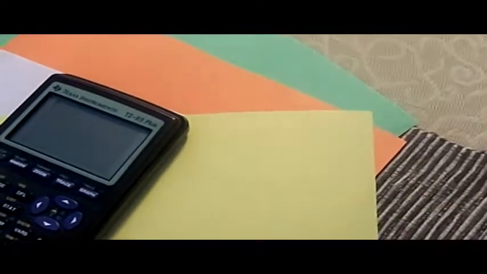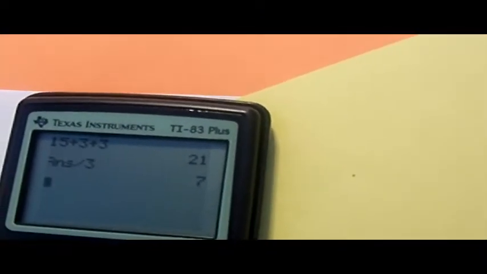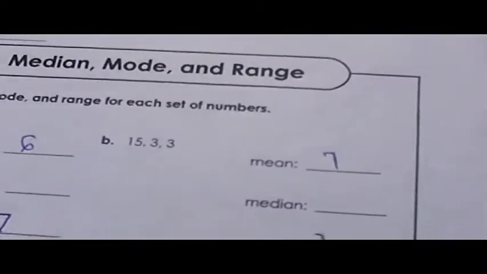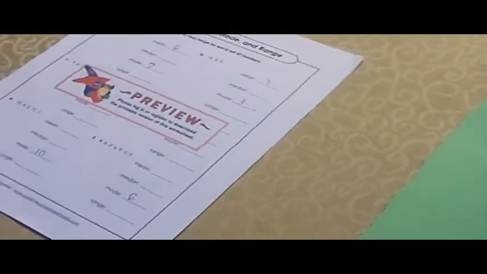So what would you do? You add all the numbers up. So that would be 15, 3, and 3, which would give you what? 21. You would have 21. And you would divide it by how many numbers? By 3. And you will get 7. All right, that would be 7. Could you please write the number 7 down? Okay, and then could you show that on your paper how you did that, just for our viewing audience?